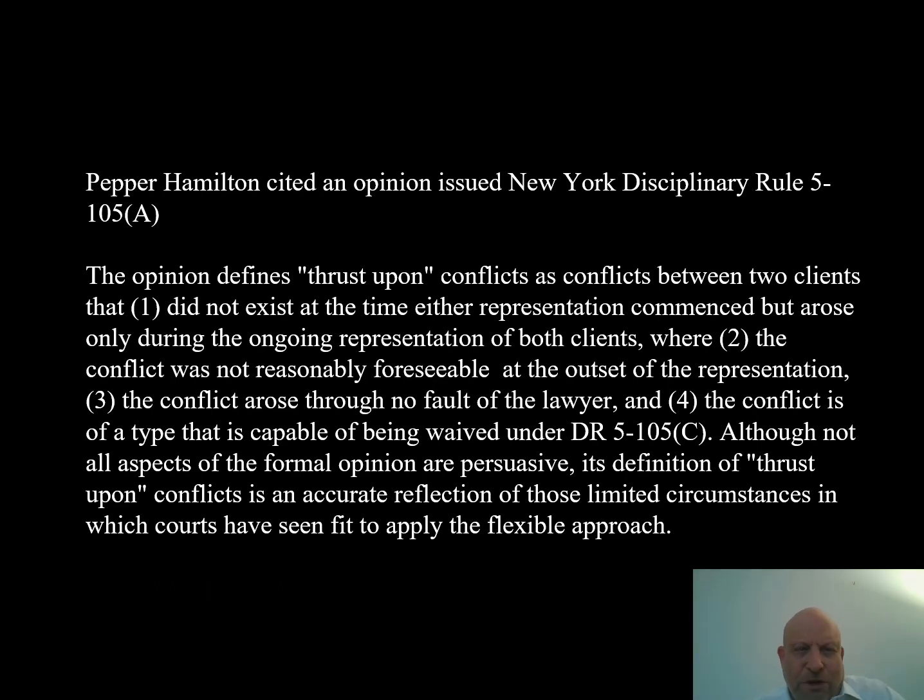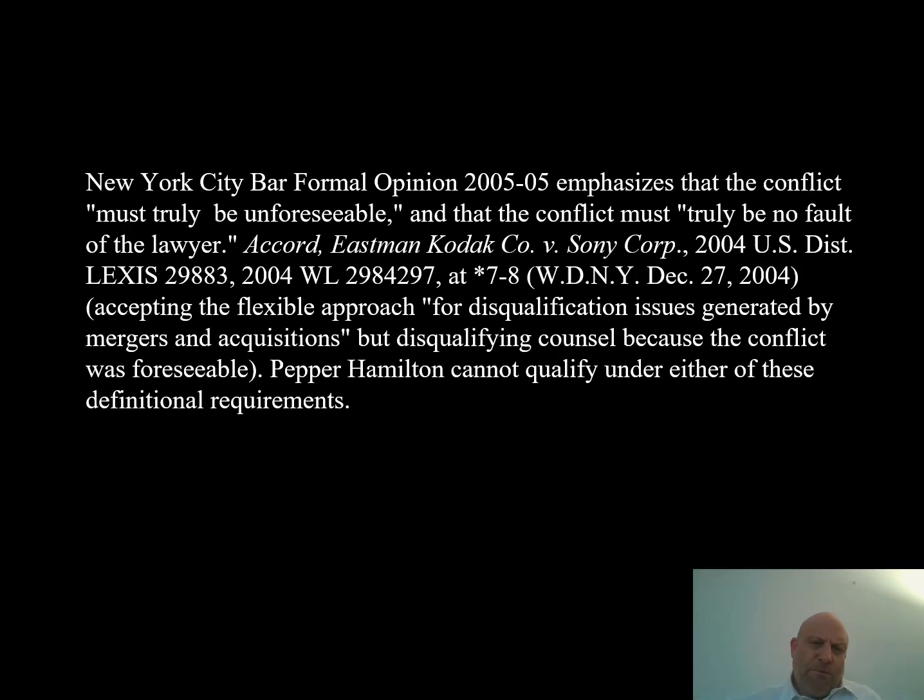So in support of its position, Pepper cites an opinion issued under New York Disciplinary Rule 5105A, goes into the thrust upon factors, and you could read them on the slide, a little slightly different. Okay, what's important is that the opinion stressed that the conflict has to be truly unforeseeable and truly not the fault of the lawyer for the thrust upon principle to be applied.